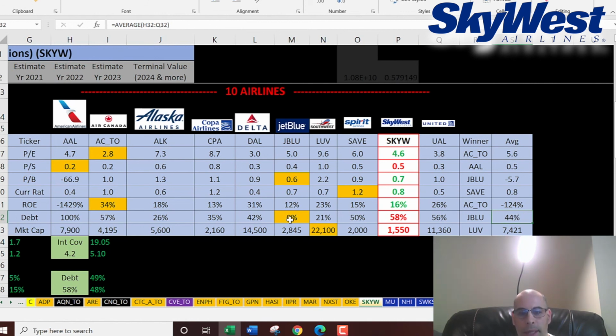JetBlue has 0%, so they're the best by far. They're the only airline that doesn't use debt financing. And in terms of market cap, SkyWest is a small company because they're just a regional airline, not a major player like American or Delta.